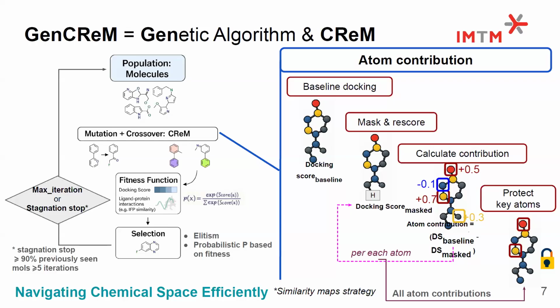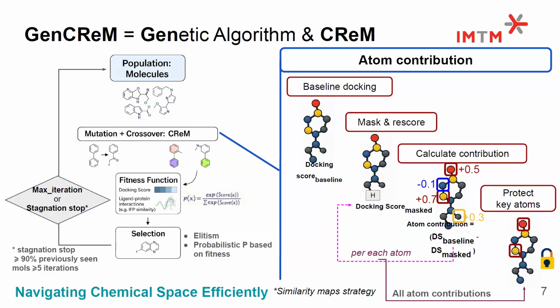And this procedure is continued multiple times until the maximum number of iterations is reached. Or we also introduce the stagnation criteria: when we see that more than 90% of the generated molecules are duplicates, which were already seen in the previous iterations, and it continues for more than 5 iterations, we just stop our run prematurely, because it means that we are probably already stuck in the local space, or we already explored what we can nearby.